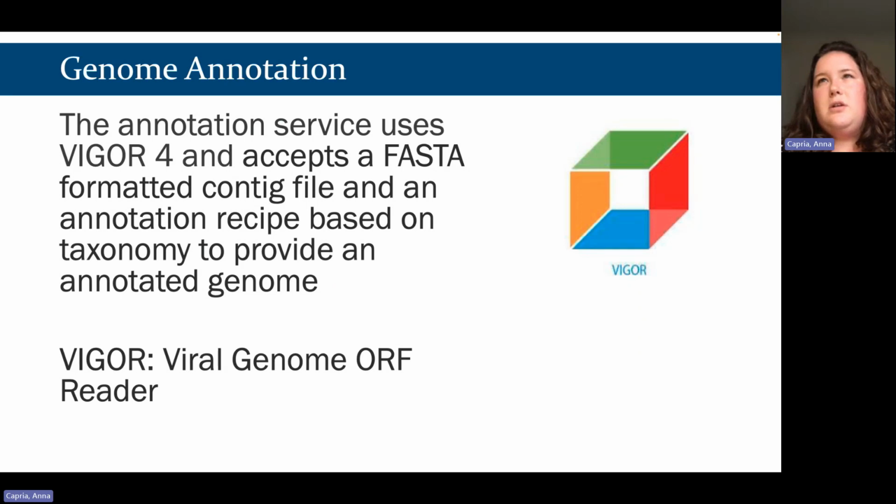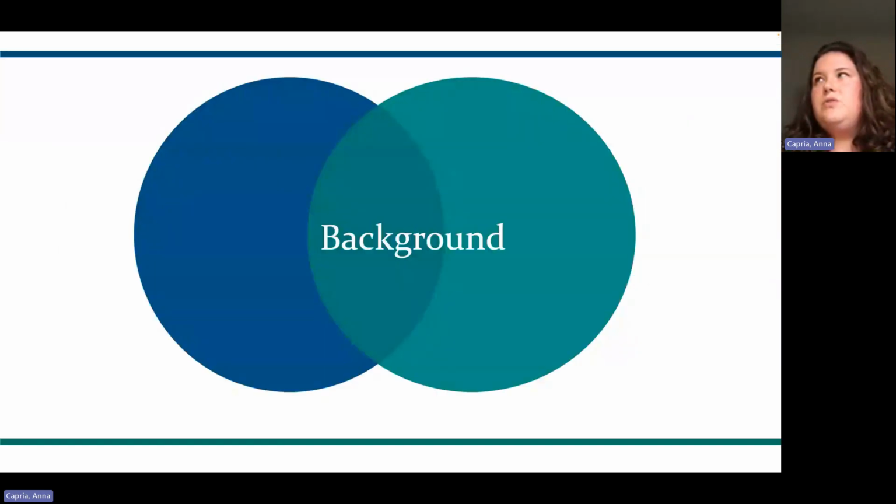And our annotation service uses Vigor4 and accepts FASTA formatted config files. Then, based on the taxonomy of the associated virus, you get an annotated genome and this viral genome ORF reader. So I just wanted to go a little bit deeper into the background in some of the tools. So we'll start with the SARS-CoV-2 service.